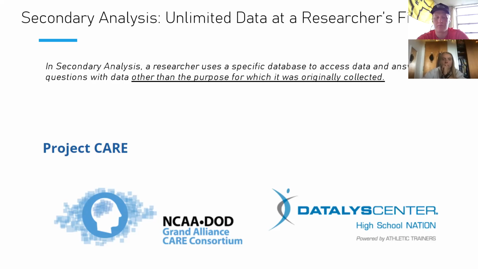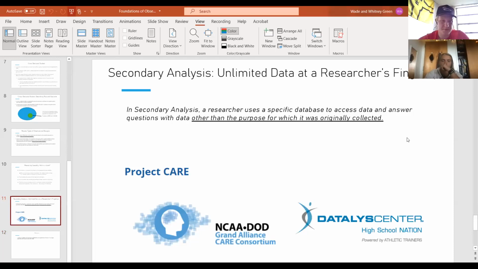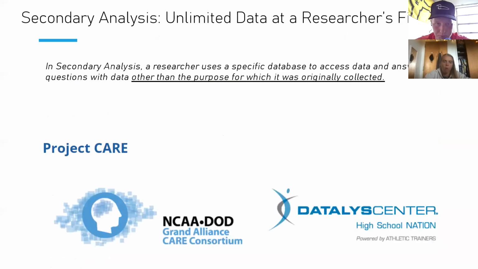Okay, so obviously, let's say I wanted to look at rates of neck injury in football players during the course of a football season. I've got an option here. I can take a look at the Datalys Center and their High School RIO program. I could take a look at High School Nation, which is essentially a collection of injury epidemiology data from the high school setting for athletic training. I could look at rates of injury based on that data, as that data is documented.